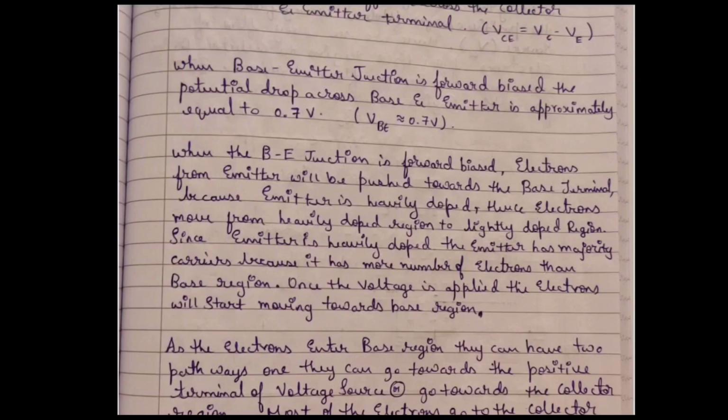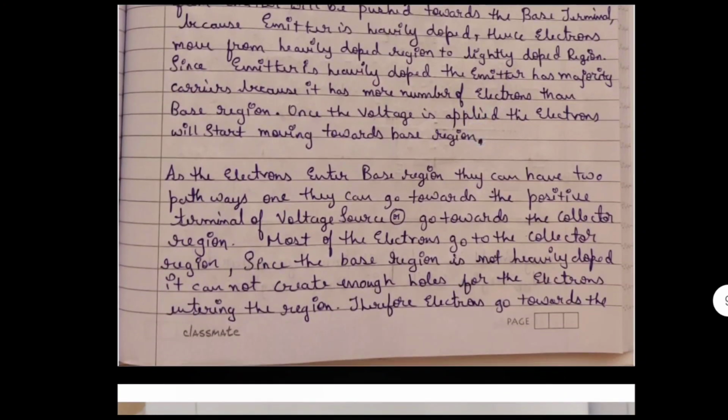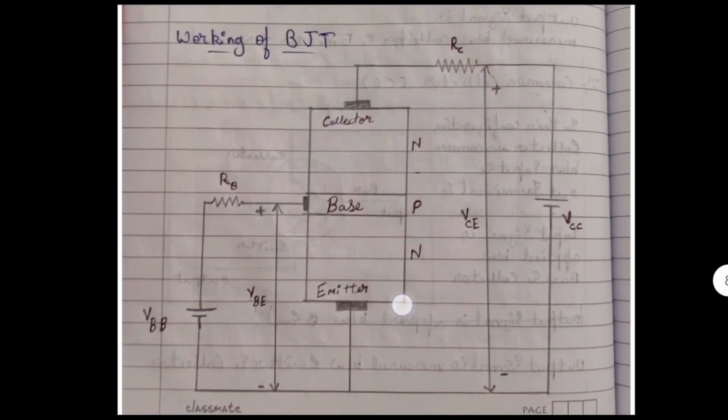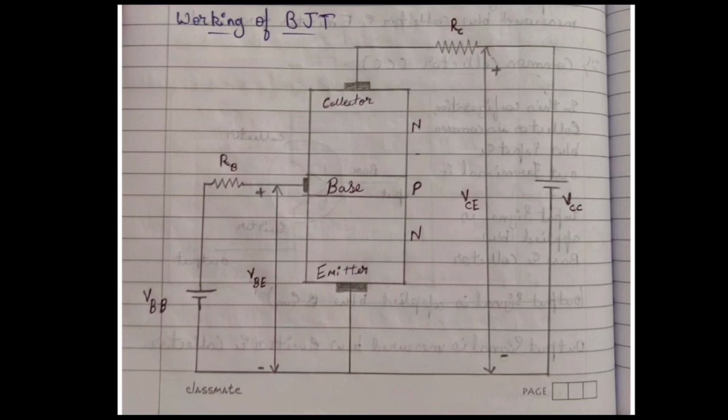As I said earlier, the electrons from the heavily doped region will tend to move towards the lightly doped region, and thus we see the movement of electrons from the emitter junction to the base junction. As the electrons enter the base region, they can have two pathways. As you can see in the circuit, there are two chances for electrons. Either they can go towards the collector region, or they can come back towards the resistor RB and go back to the battery itself.